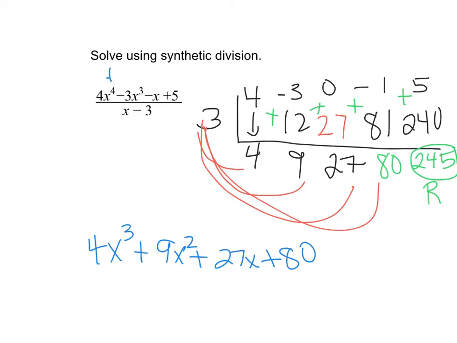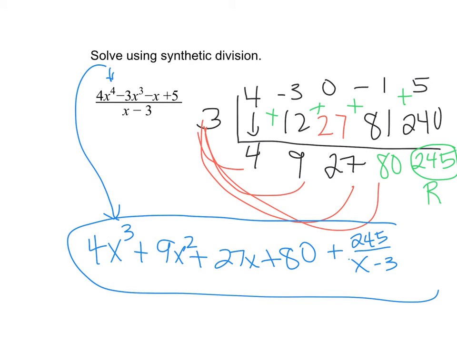Notice I started with an x to the 4th, and then here I am down one level to x to the 3rd. Okay, I have to include my remainder, so then I would say plus, and I would go 245 all over the divisor, which is the x minus 3. And that big answer is my synthetic division for that equation.